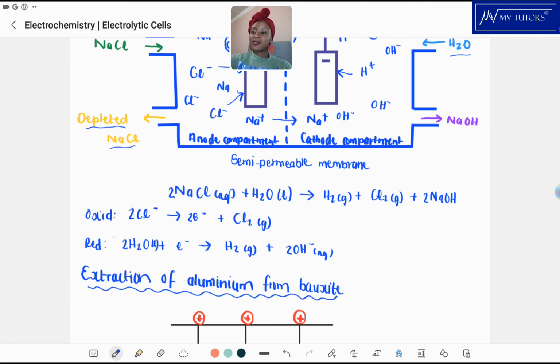And because now we need to balance everything, even the electron has to get a 2. Okay, so basically that is the half reaction at the cathode.